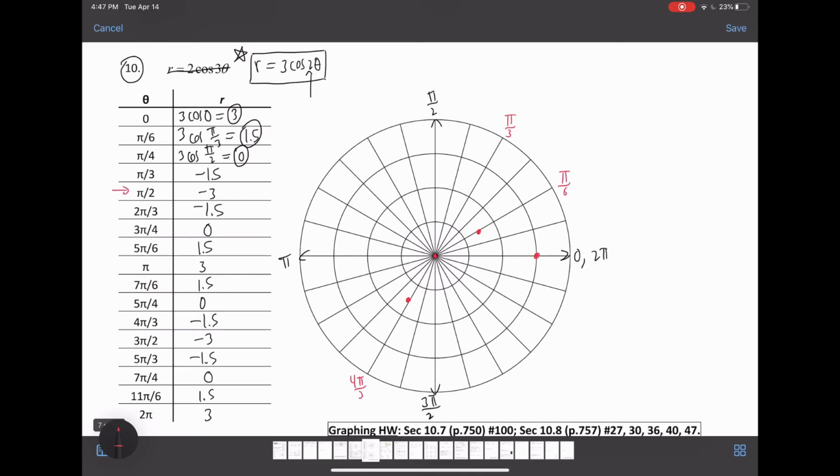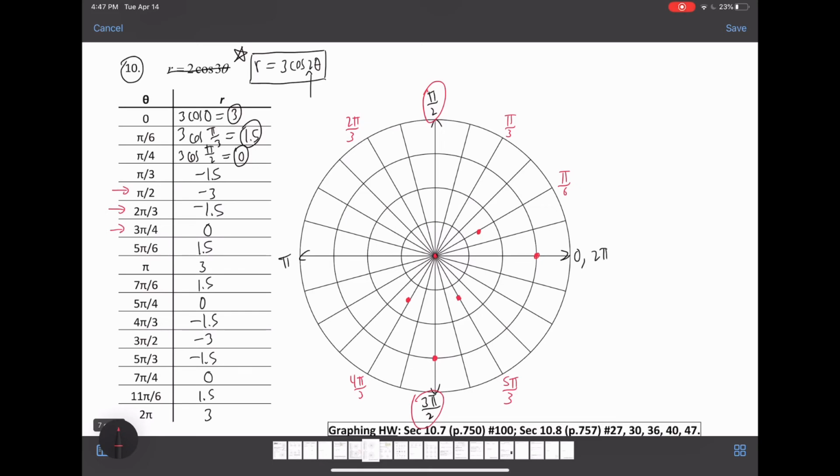Pi over 2 gives you negative 3. So we're up at pi over 2. We flip down to 3 pi over 2, and we're coming out 3 rings. 2 pi over 3 is negative 1.5. Here's 2 pi over 3. Here's where I'm flipping down to 5 pi over 3. And here's 1.5. Okay, 3 pi over 4 is 0.